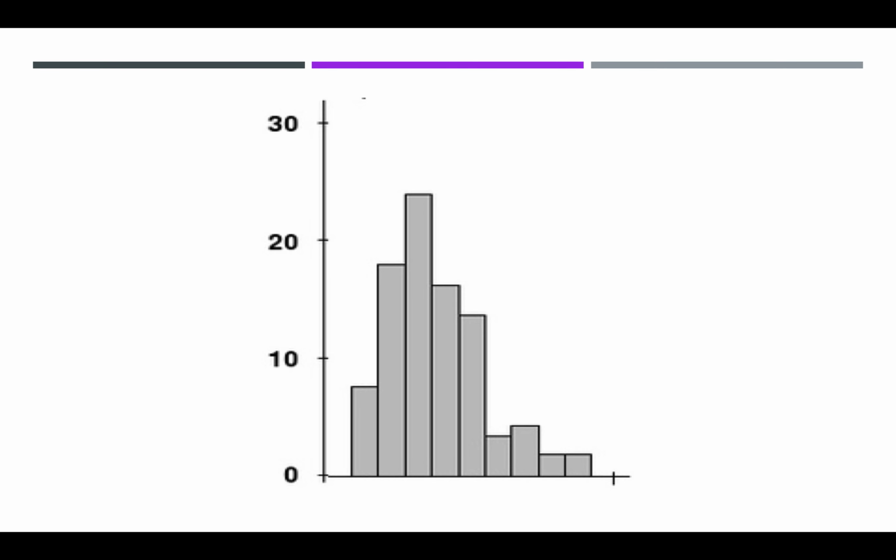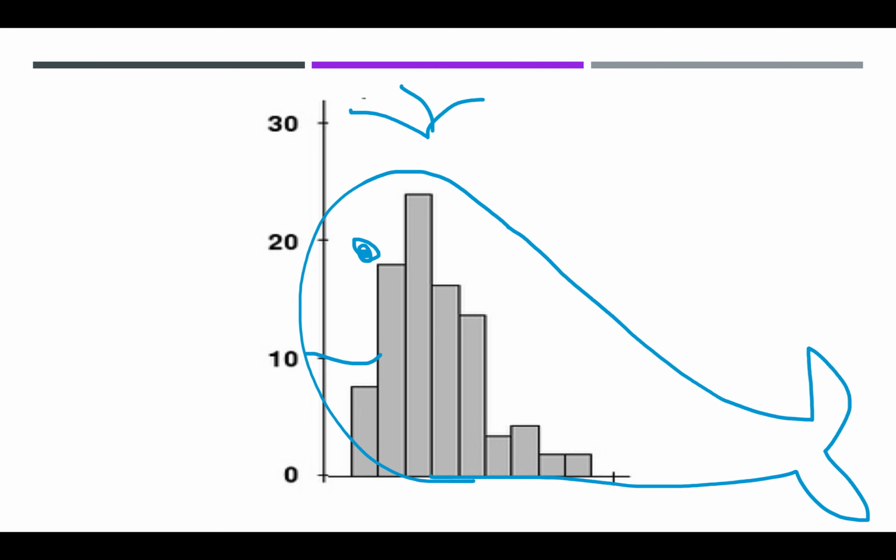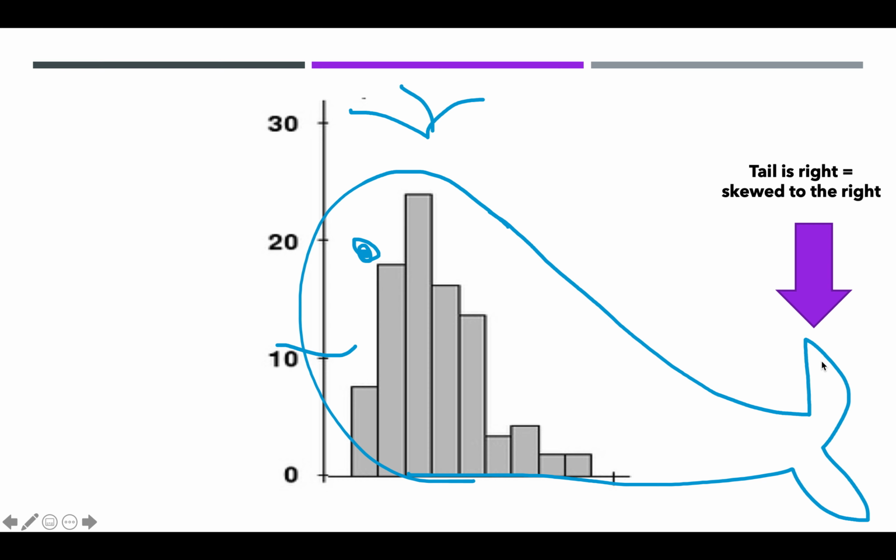So to do that, as this wonderful professor taught us to do, we learned about drawing the lovely whale. So if you draw a whale over the shape of the curve, then you want to look at the tail area. Wherever the tail is equals which side it is skewed to. So for this example, the tail is on the right-hand side of the chart, meaning that the chart is skewed to the right. If you flip it and the tail is on the left-hand side, then it would be skewed to the left, for example.